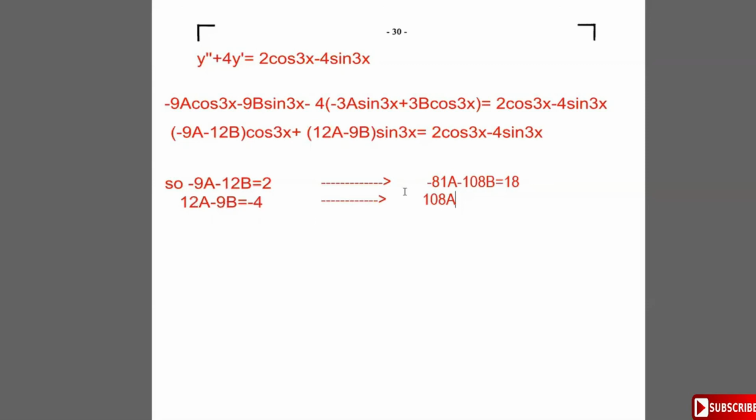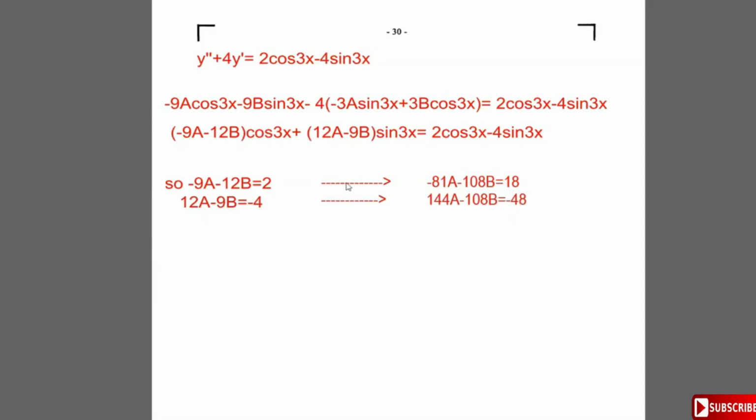Oh, let me check that again. 9 times 12, yeah, 108. Multiplying the second one by 12 now. 12 times 12 is 144a minus 108b equal to 12 times minus 4. I know that, minus 48.